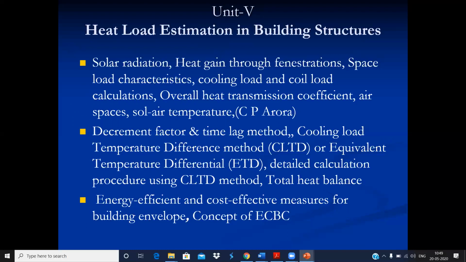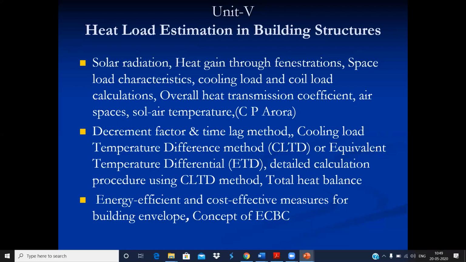So in most commercial buildings, 25 to 30% of the load is through heat transmission through the structures. There are 2 major techniques used to calculate the heat transmission load. That is the decrement factor and time lag method, and CLTD, that is cooling load temperature difference. These are the 2 techniques used in heat load estimation in building structures. That is the main part of this particular unit.